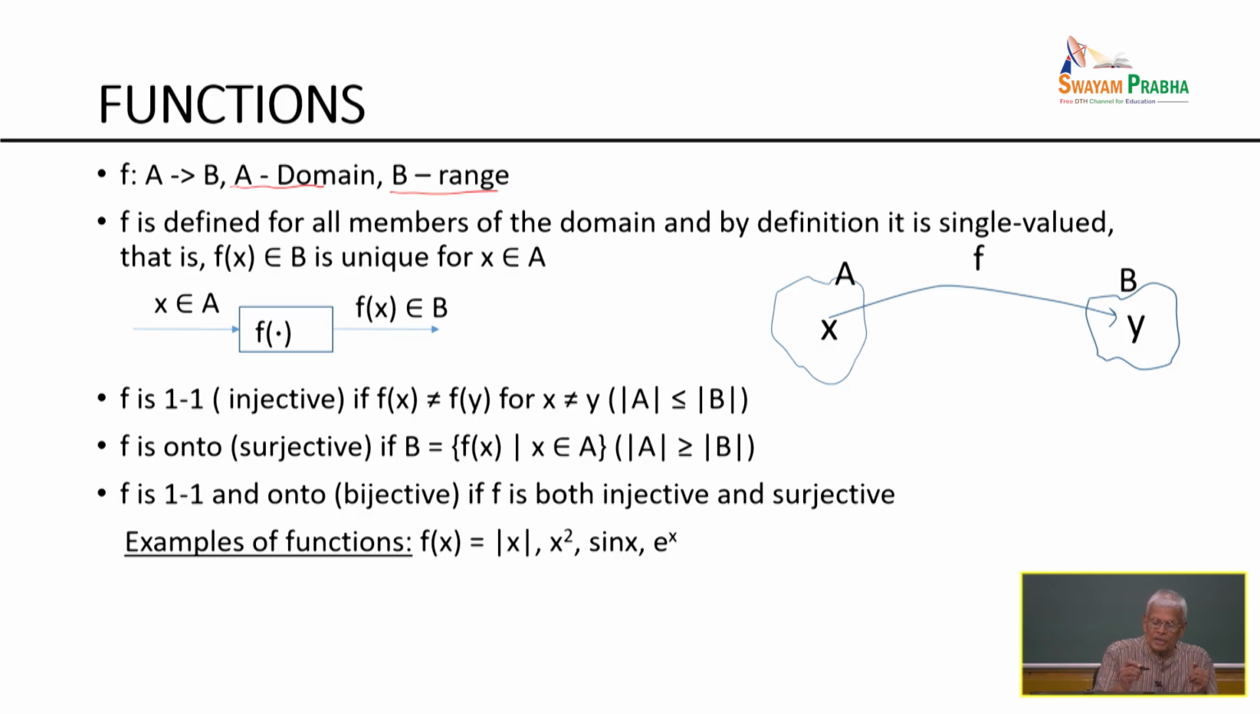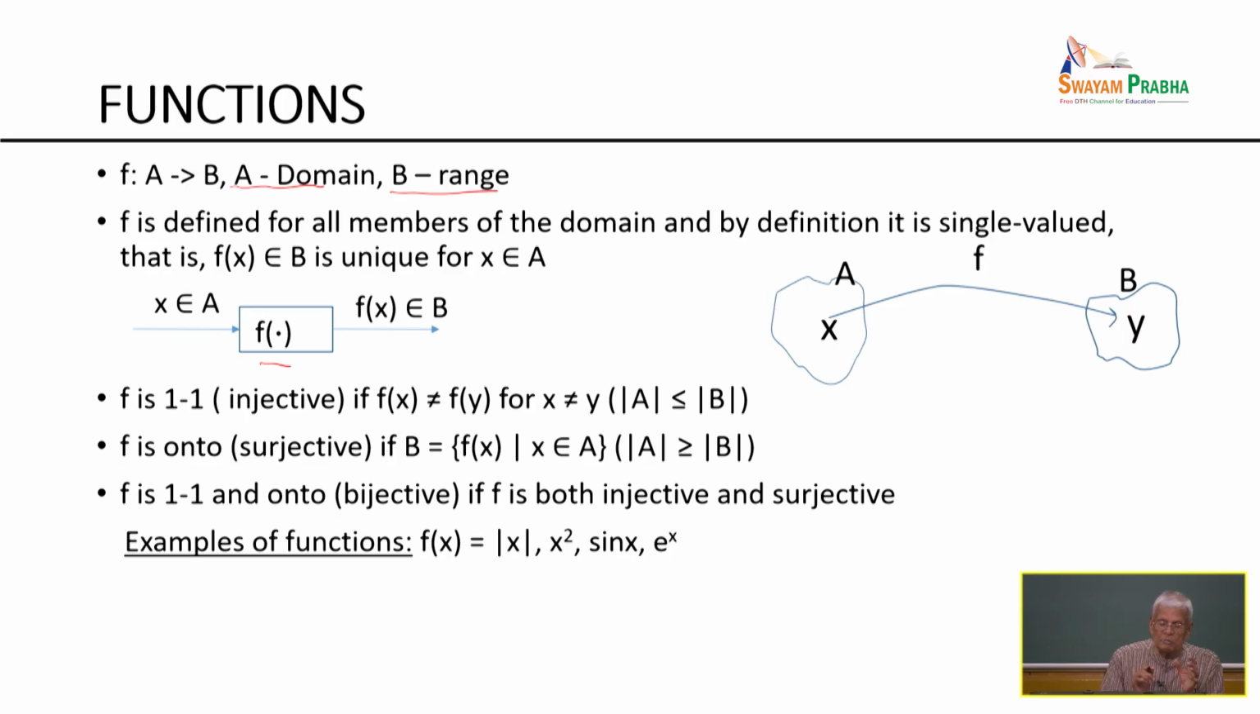f of x is called the value of the function. y is equal to f of x is called the image of x. And f of x is unique for every x belonging to A. So pictorially, I can think of a function as a black box. x belonging to A is an input. f of x belonging to B is an output. So a function transforms an input into an output.